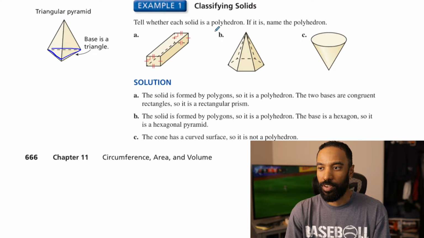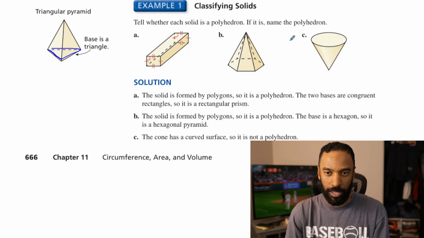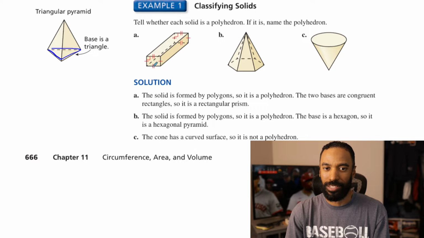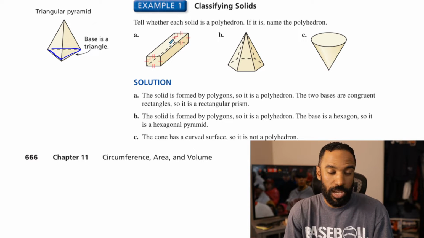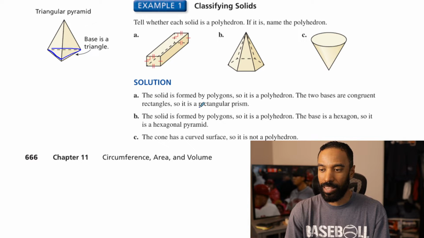They're saying classify whether it's a polyhedron or not. So this is a polyhedron, this is a polyhedron, this is not a polyhedron. As this is a polyhedron, it is a rectangular prism. It has all rectangular faces, including what would be, I guess, the top and bottom as bases. So we'll call it that. That's what they call it.